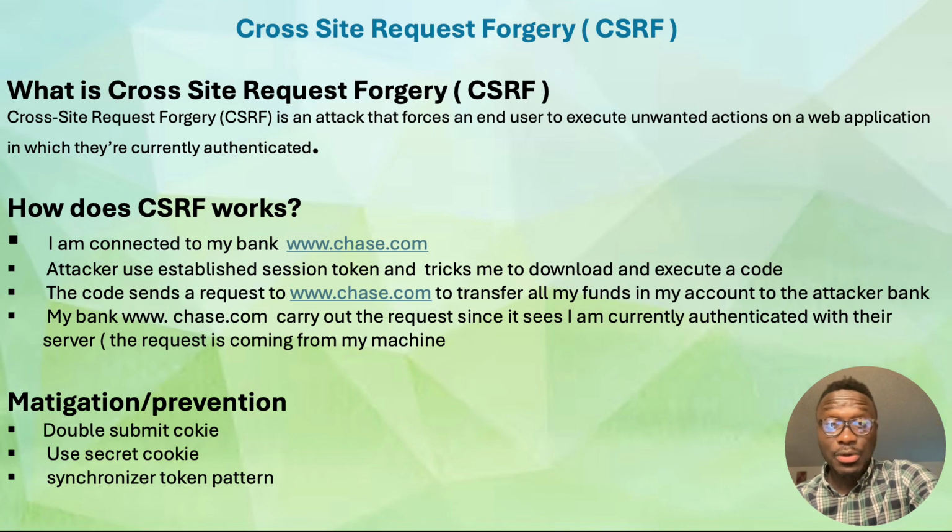So cross-site request forgery tricks authenticated users into performing unintended actions. For example, let's say I'm logged into my Chase Bank, and an attacker could send me a malicious link that transfers money without my knowledge. Since I'm already authenticated, the bank server executes the request thinking it's from me. Prevention includes using cross-site request forgery tokens, setting cookies to SameSite mode, and implementing double submit cookies to verify requests actually come from a legitimate user.